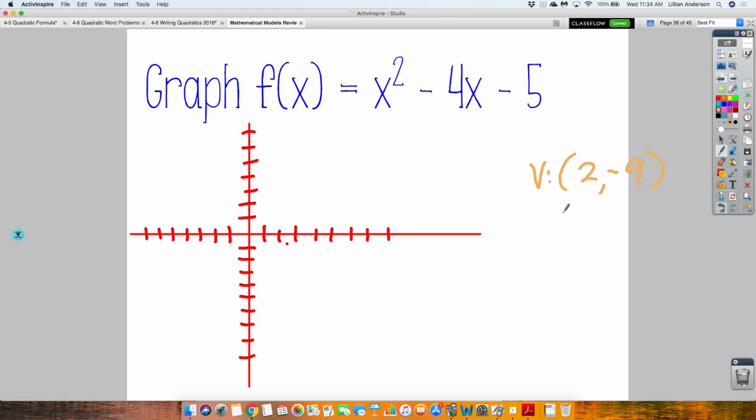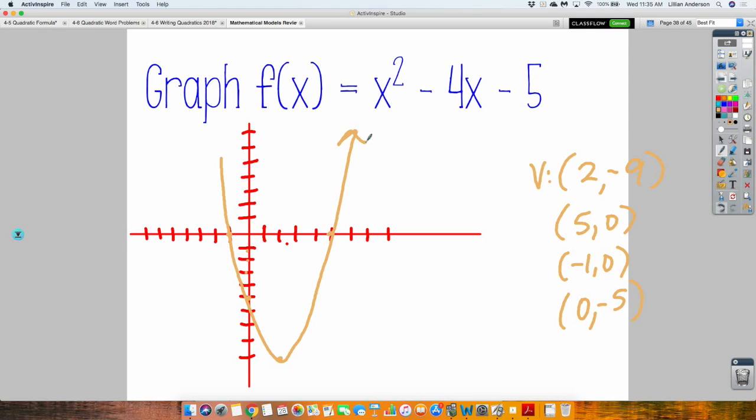Now graph this quadratic. All right, so for quadratics, we're taking this problem that we found all this information for. We just found the vertex, it was (2, -9). We found the x-intercepts, which were (5, 0) and (-1, 0). And we also found the y-intercept, which was (0, -5). You just graph all this information and connect it all together with a smooth curve, okay?